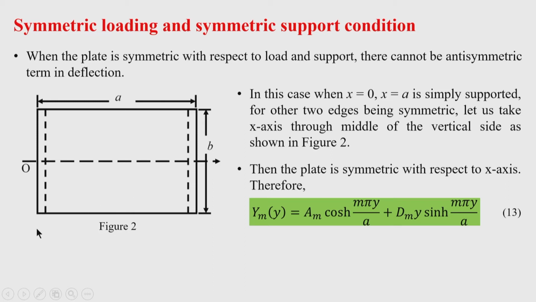So, the plate here is symmetrical if I take the x axis or origin at the center of the left hand edge, and we draw a horizontal line, then we can see that the plate is symmetrical about that line, provided the other two opposite edges have the same boundary conditions. So, for example, the boundary condition may be simply supported on two opposite edges, or it may have this fixed clamped condition on two opposite edges, or it may have free condition at two opposite edges.